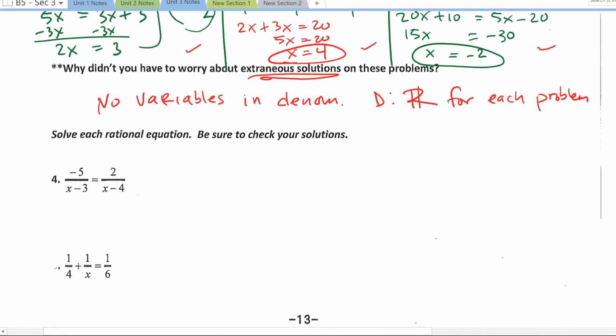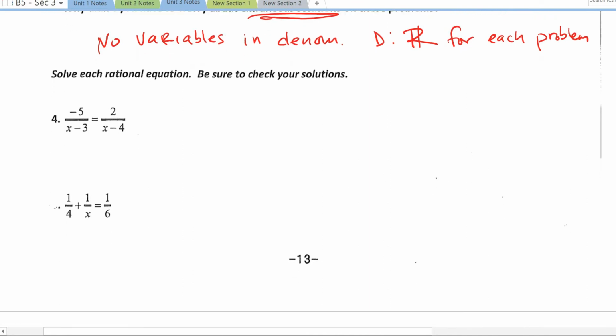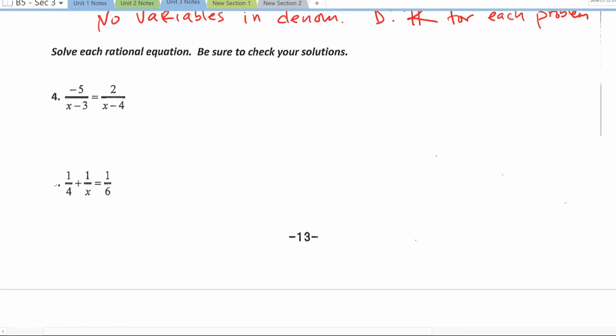Let's go ahead and solve each rational equation, and then be sure to check your solutions. Now you're going to see that we have x's in the denominator, so we could potentially have extraneous solutions. So after we solve each problem, we're going to check to see if we have an extraneous solution or not.